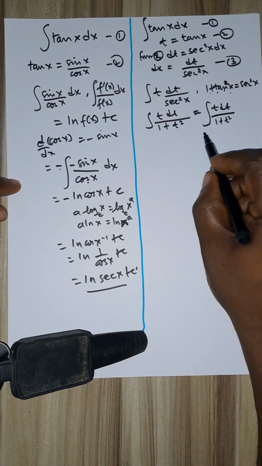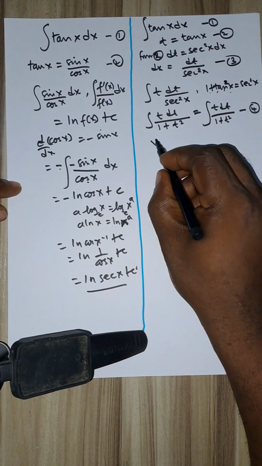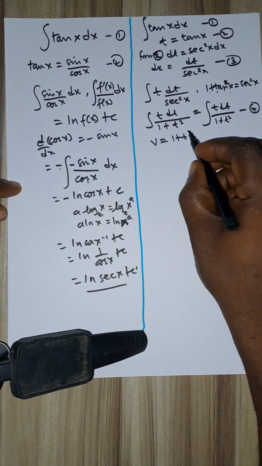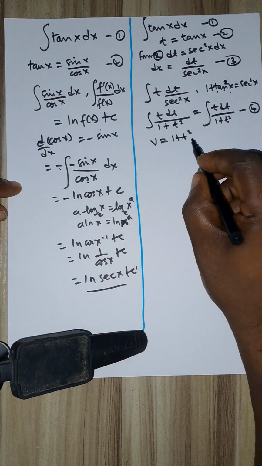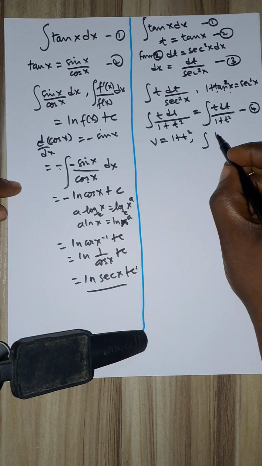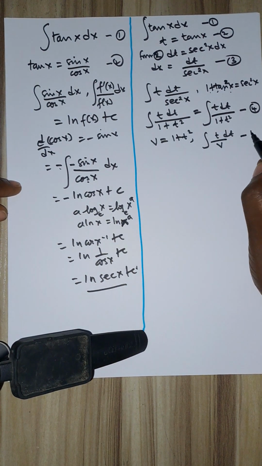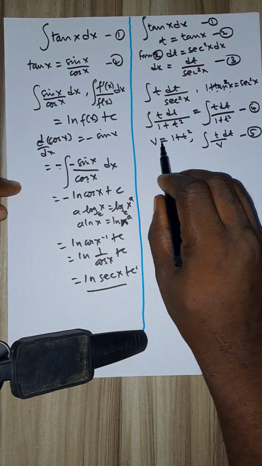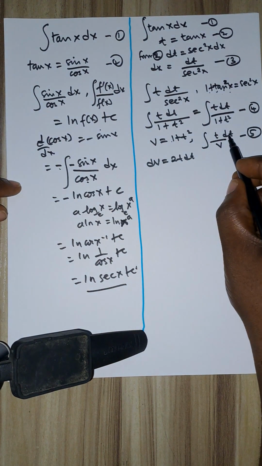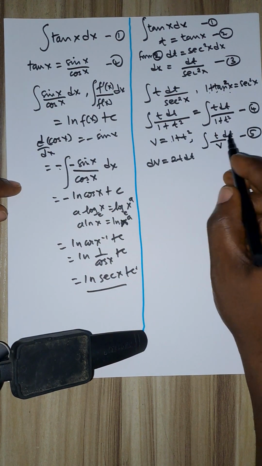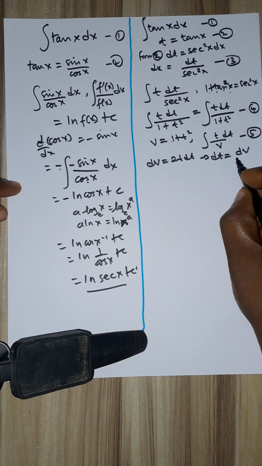Now, I can make another substitution. I call this equation 4. I can say let v equal 1 plus t squared. What does that mean? Equation 4 becomes the integral of t all over v dt. Call this 5. Now from this equation, dv is 2t dt. So that we remove dt, this is in terms of v now. dt will be equal to dv all over 2t.